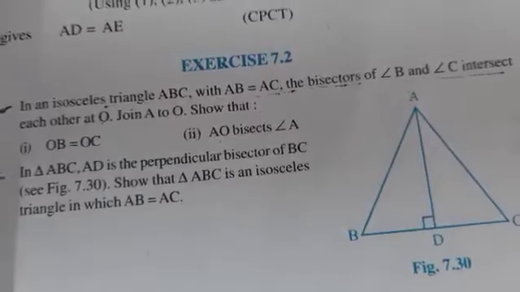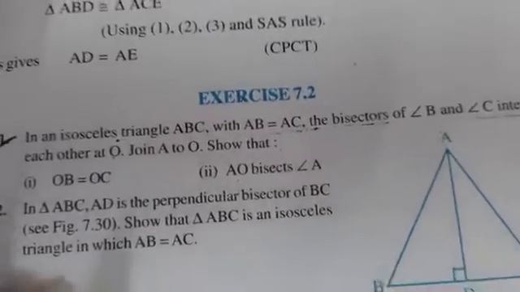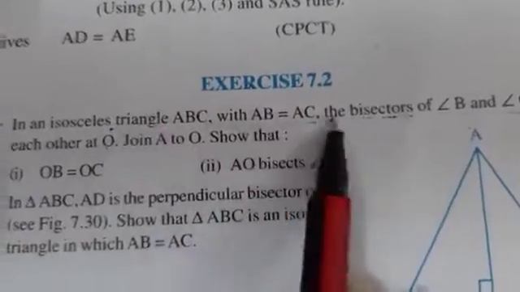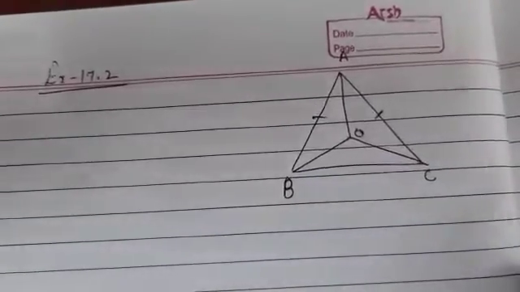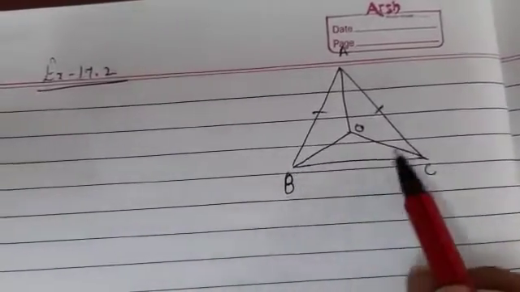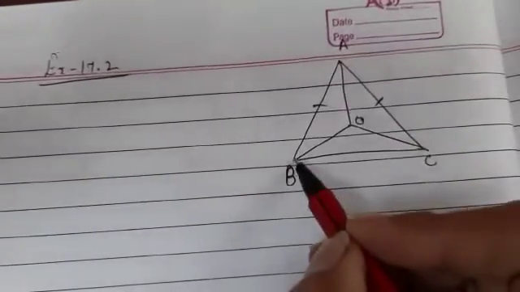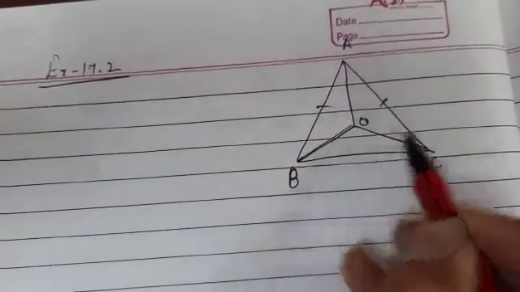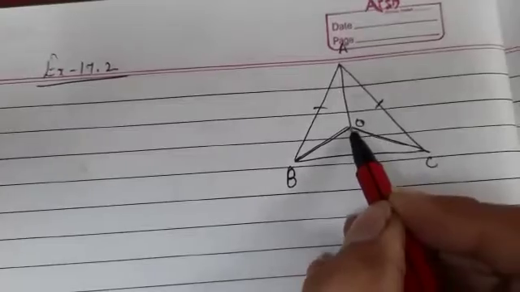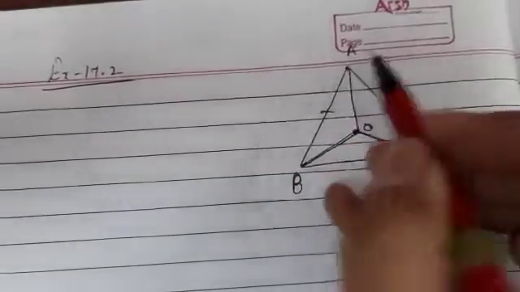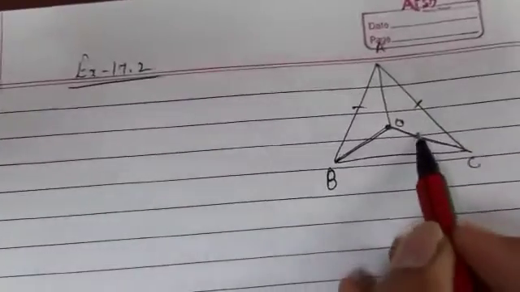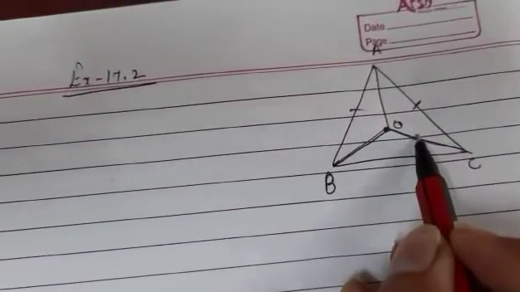Now according to what they have given, we will make the triangle. Isosceles triangle, AB and AC equal, so I have made the triangle ABC, AB and AC equal. After that they said the bisectors of angle B and angle C. Bisector means which divides it into equal parts. This is also a bisector. They meet at point O and then join O and A. Show that OB is equal to OC. This we have to prove.